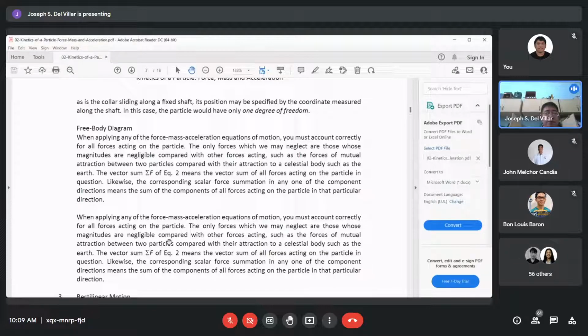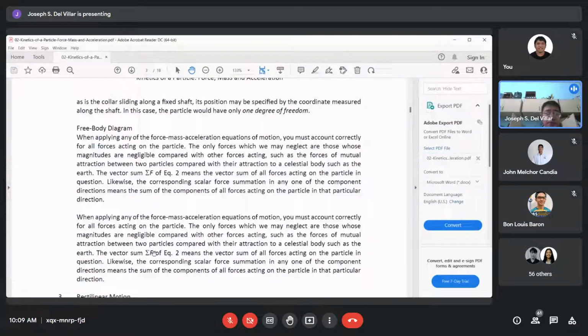So when applying any of the force mass acceleration or FMA equations of motion, you must account correctly for all forces acting on the particle. Okay, the only forces which we may neglect are those whose magnitudes are negligible. Okay, so sometimes it is mentioned in the problem that they are negligible, meaning to say we do not consider them. Okay, compared with other forces acting, such as the forces of mutual attraction between 2 particles, compared with their attraction to a celestial body such as the Earth.